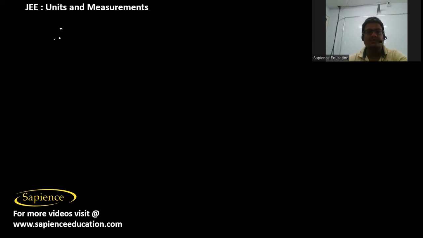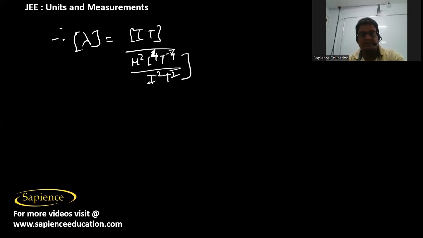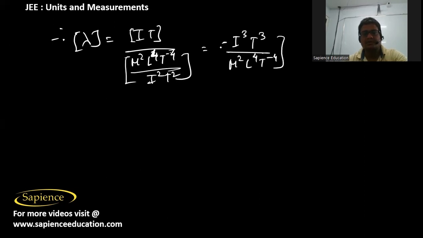So therefore the dimensional formula for lambda will be equal to I T, which is charge, divided by M square L power 4 T power minus 4 by I square T square, that is V square. So therefore it will be I cube T cube divided by M square L power 4 T power minus 4. So therefore it will come M power minus 2 L power minus 4 I power 3 T power 7.